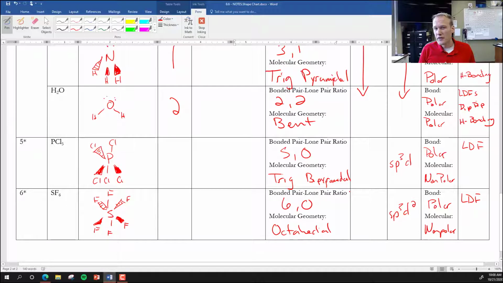So a good way to review the content from this section is to be able to fill out this chart and really understand what's going on when it asks for bond polarity versus molecular polarity and what LDFs there will be based on that polarity. You also need to be able to identify shape and draw the Lewis structures for these different covalent compounds. Take time to practice this, keep up the good work, and we will see you soon.